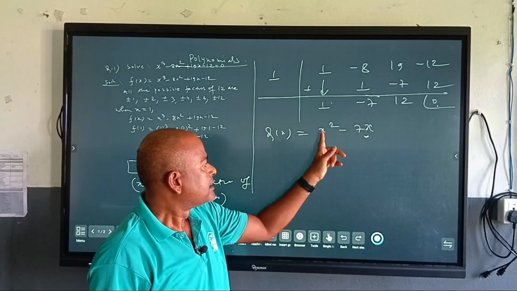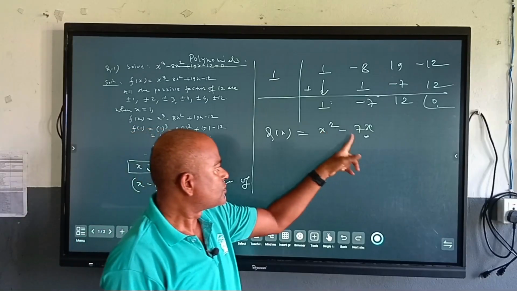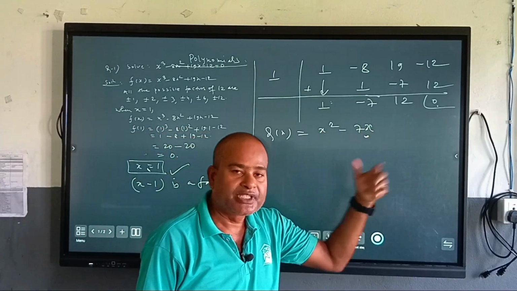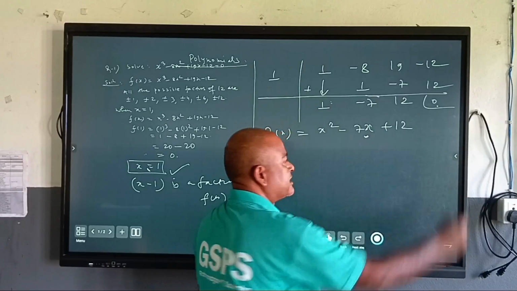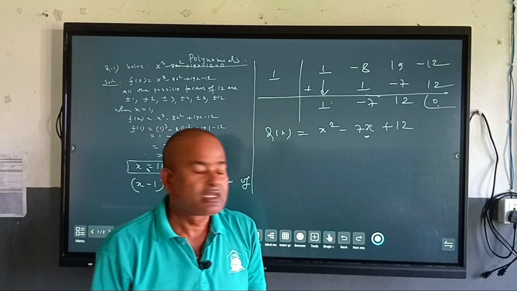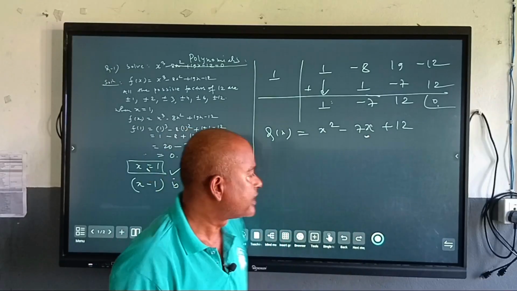That means the power of the first term is x to the power 2, the power of the second term will decrease by 1, and then the last term is constant. So this means we have got the quotient x² minus 7x plus 12.